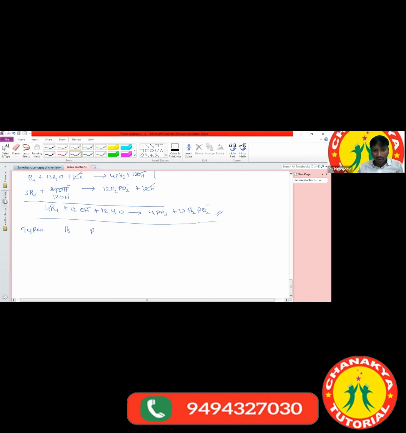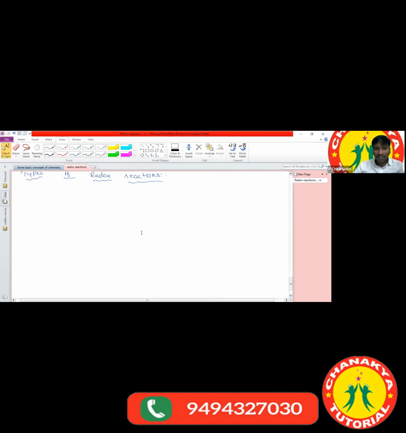So what are the types of redox reactions? Do you have any idea about that? We have different types of redox reactions. Let's check it out. First one is combination redox reaction.